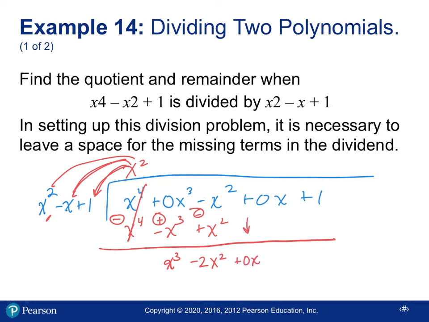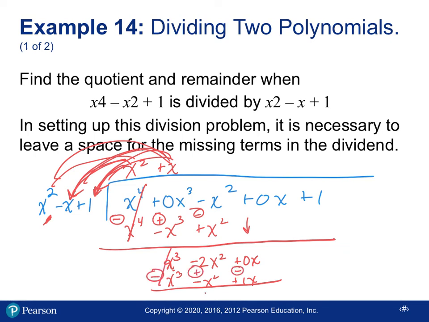Repeat the process. X squared times what will give me x to the 3rd? Well, that'll be a positive x. Repeat the process of distributing. X times x squared is x to the 3rd. X times negative x is negative x squared. X times 1 is 1x. Change your sign. So you're left here with a minus x squared minus 1x plus 1.